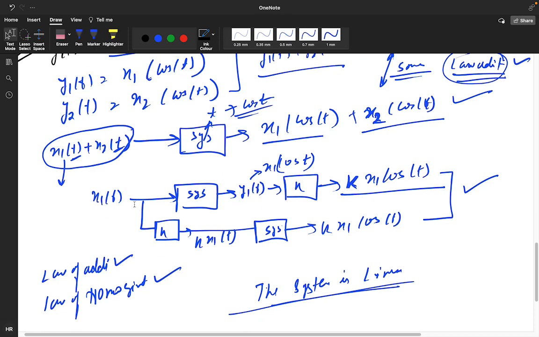Same thing I did for the scaling factor. I put x1 of t, the system will give me y1 of t, that is x1 cos t. That will be scaled by k, so I am getting the output k x1 cos t. Now first I am scaling the input, so kx1 of t will come and then it will pass through the system, then it will give me the result kx1 cos t, right? And these two are equal, that means the law of homogeneity passes. The system is linear. Both the law of additivity and the law of homogeneity are passed.